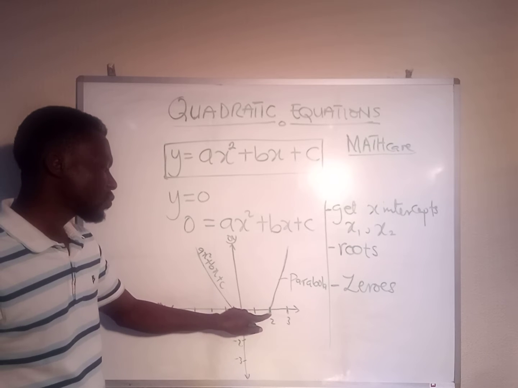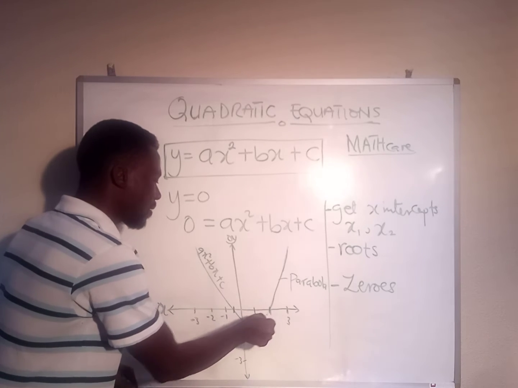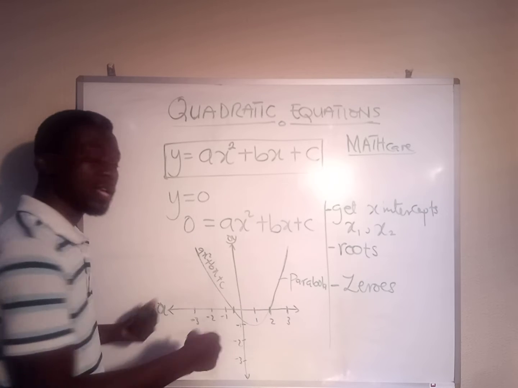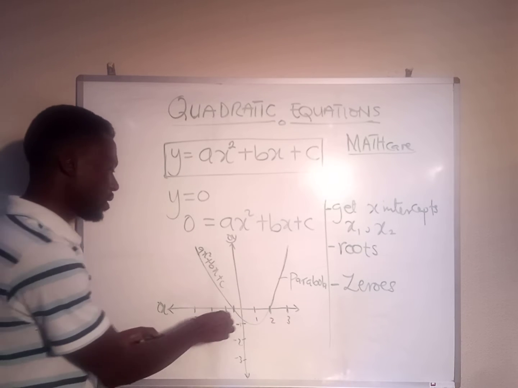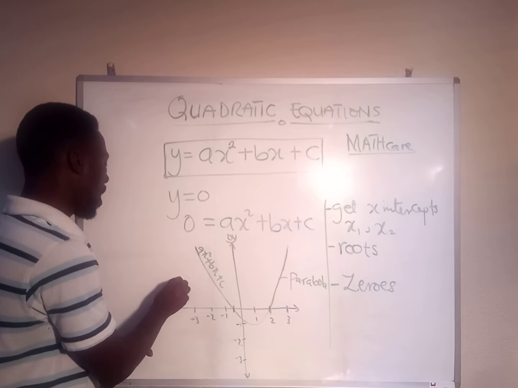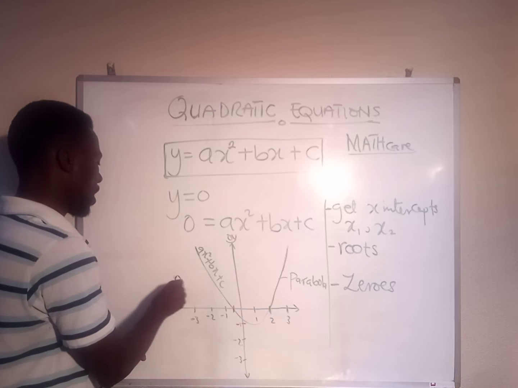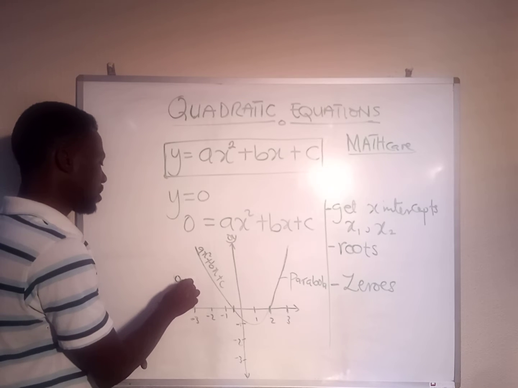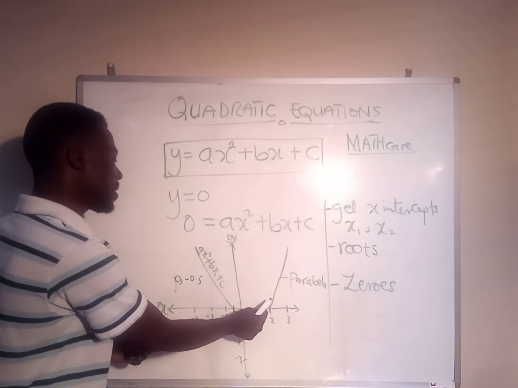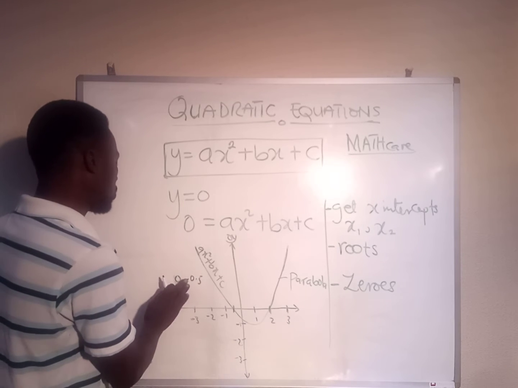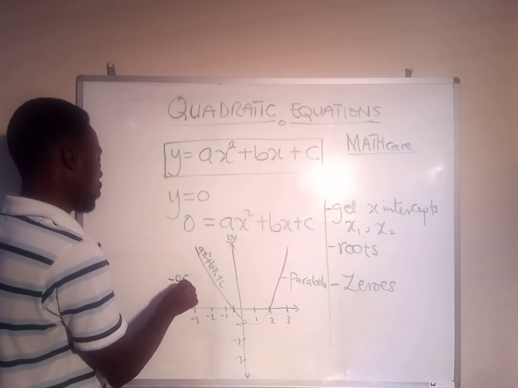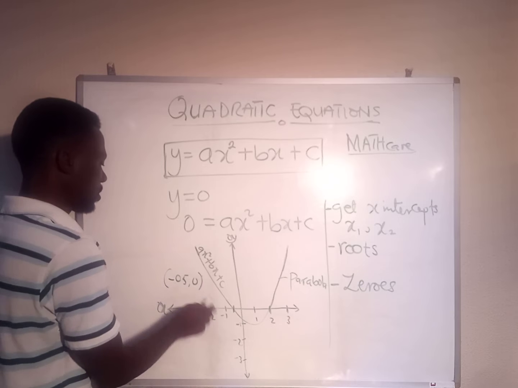So at the point where the graph cuts the x-axis, it means y has no value. y is equal to 0. So here, if this place is -0.5, it means y is equal to 0, and then x is equal to -0.5. So that is one we have here. And then at this point also, y is equal to 0.